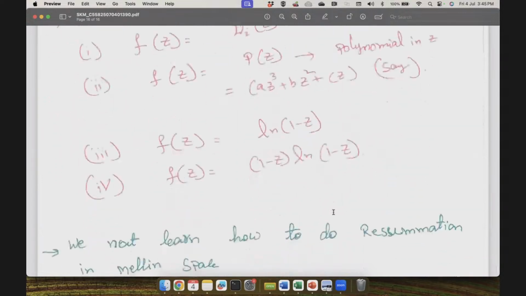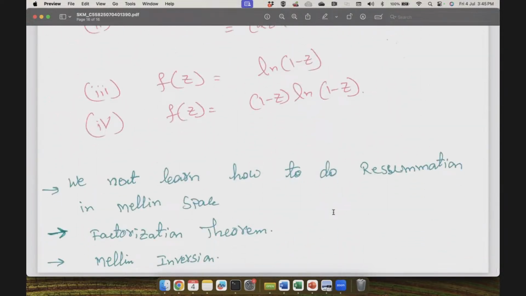So no matter what we do, I think we just try to learn how to do the resummation in the Mellin space, and maybe we discuss a few concepts of the factorization theorem and Mellin inversion. Maybe if time permits, we discuss a few universal applications. Okay. So that is all for the first few days' session.